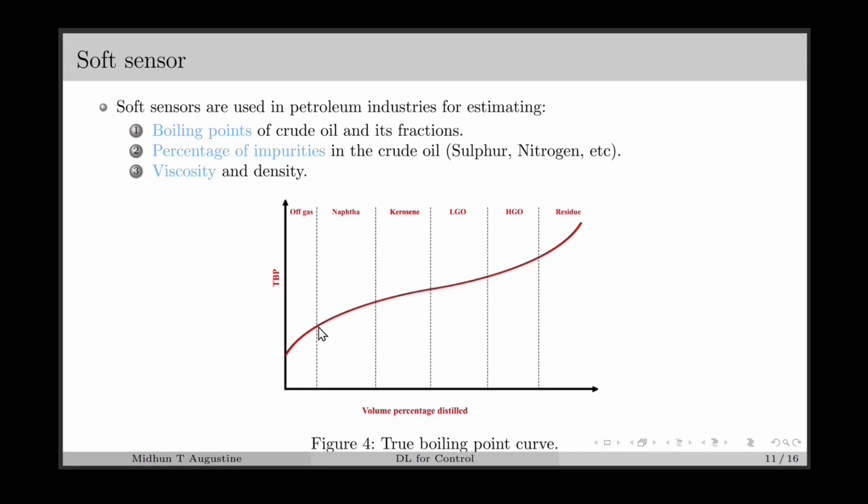These quantities, we use in control applications where we need a real-time estimate of these quantities. For that, we can use soft sensors, where we estimate the boiling points or these parameters using the physical variables which are directly measured. This will give us a real-time estimate of these quantities, which we can use for defining various constraints in control problems such as model predictive control.